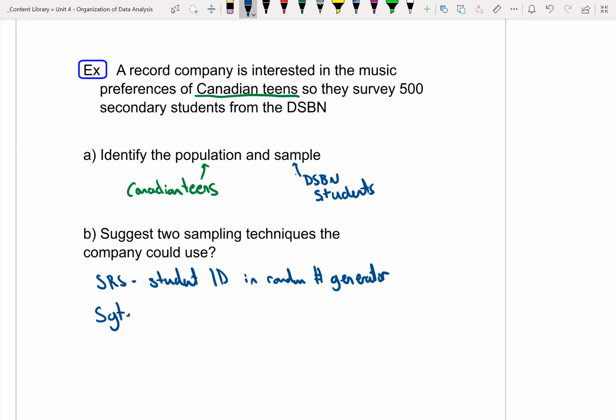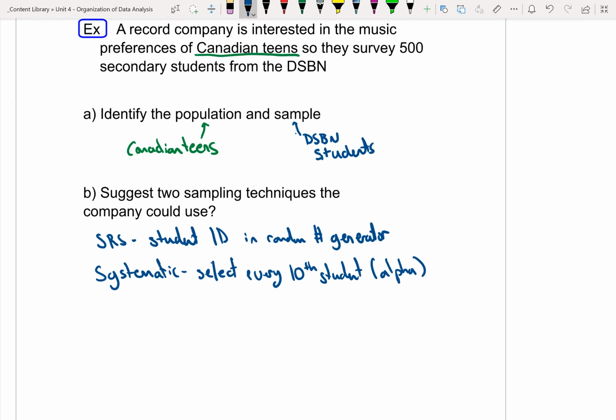Systematic sampling, we could select every, say, 10th student from an alphabetical list. We could do a cluster survey where we split all the students up into schools and we only select schools. So survey certain schools. So we'd be surveying everyone in those schools.